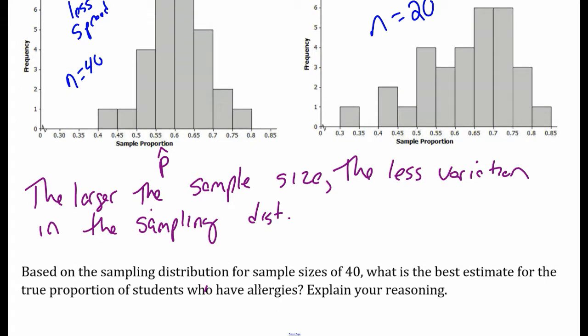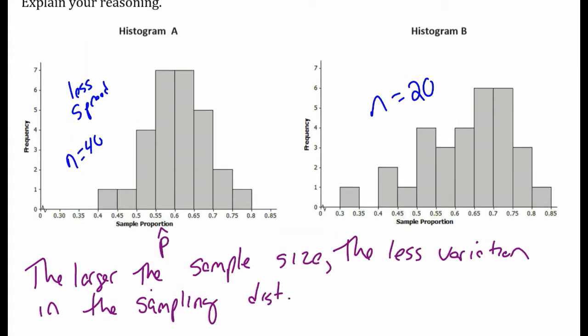So based on the sampling distribution for sample size of 40, so we're looking at the left histogram here, which is the best estimate for the true proportion of students who have allergies? Now, they didn't ask everyone who had allergies, they only asked a sample of them. So we don't really know the true number because we didn't do a census. We didn't ask everyone in the building. They only asked that random sample, and these were the p-hats of their random sample.